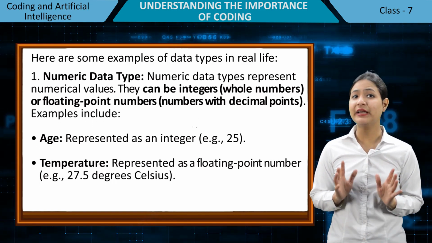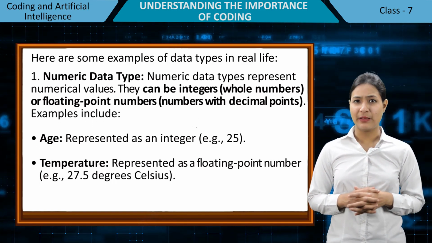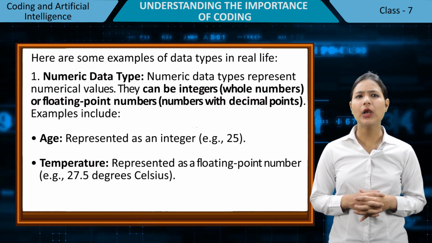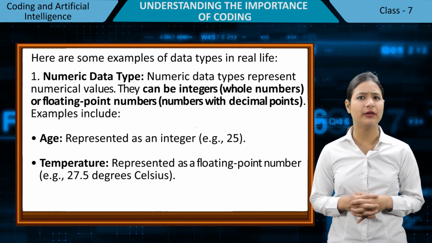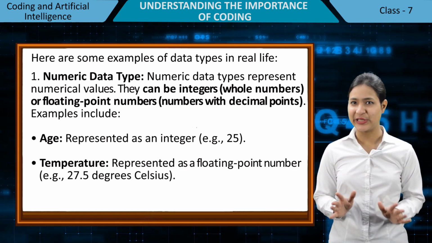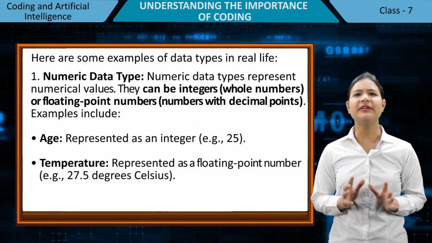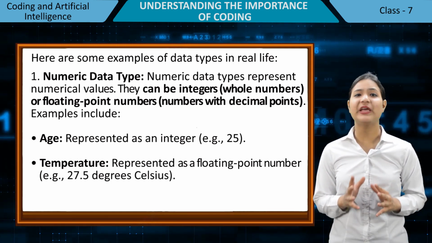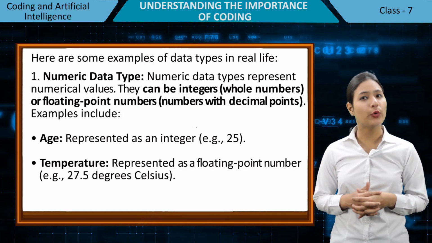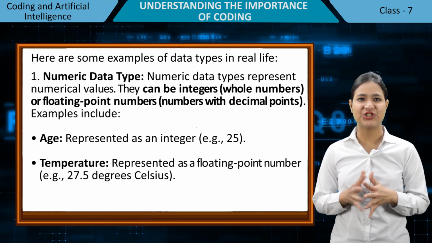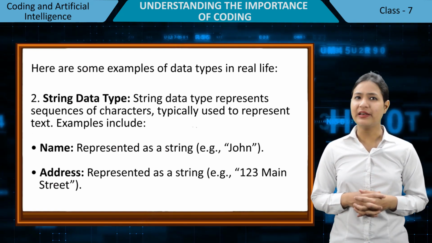First, numeric data type. Numeric data types represent numerical values. They can be integers, whole numbers, or floating point numbers, numbers with decimal points. Examples include age, represented as an integer, example 25. Temperature, represented as a floating point number, example 27.5 degrees Celsius.